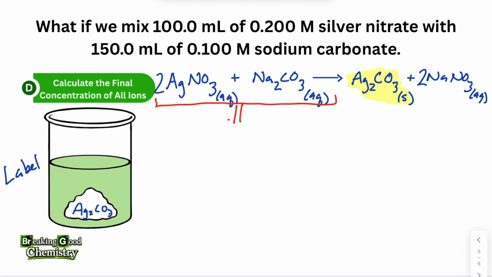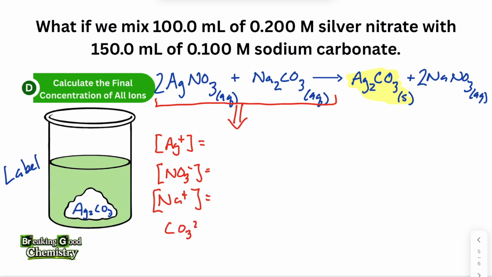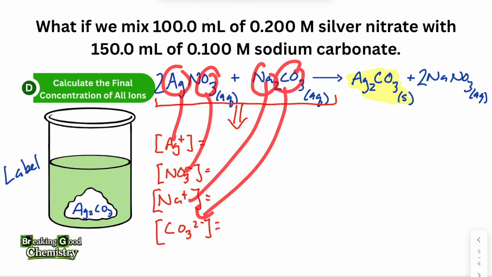So what I want to know is what ions. If each one of these is an ion, what's present? So let's make a list. I have silver ions. Reminder, brackets are concentration. I have nitrate ions. I have sodium ions. And I have carbonate ions. So notice how I did that. I just grabbed each one and I just listed it. I haven't even thought of anything yet.